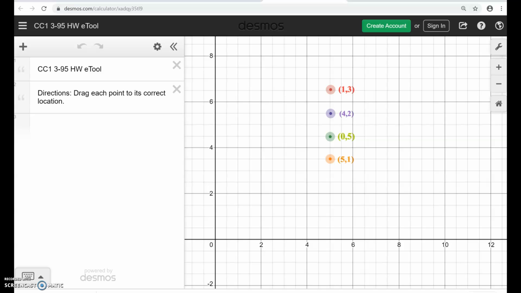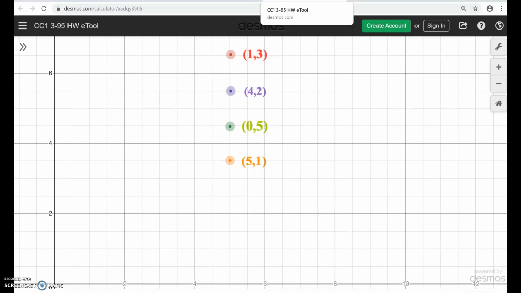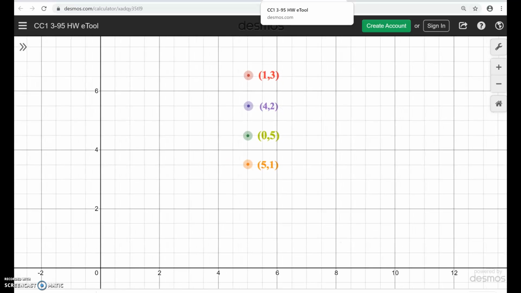So let me bring up the eTool, which is here somewhere. Here we go. And let's get rid of that, we don't need the directions. So we're plotting those points.